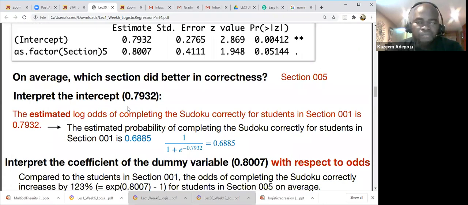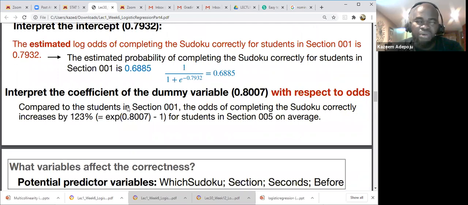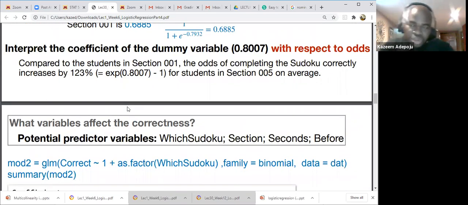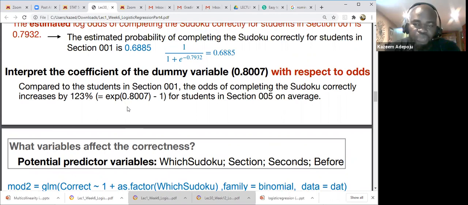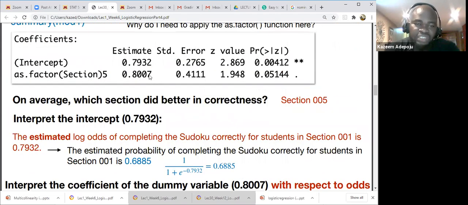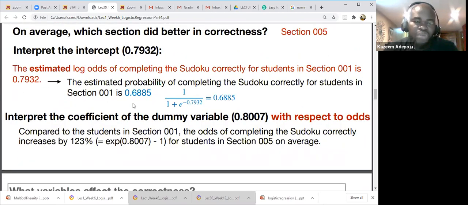Now, the next thing we want to do is interpret the coefficient of the dummy, the coefficient of 0.80. How do I interpret this? I think I told you the other time, you don't interpret this in a similar way to the linear regression slope. What you need to do, I walked you through that on Thursday: you need to find the exponential raised to power beta, then whatever you get, you subtract 1.